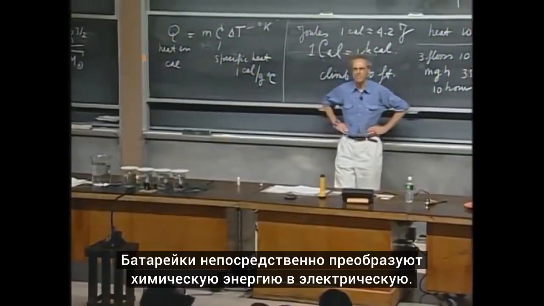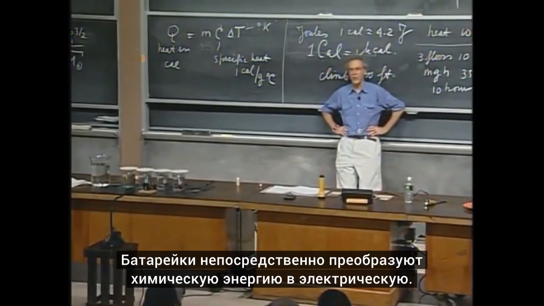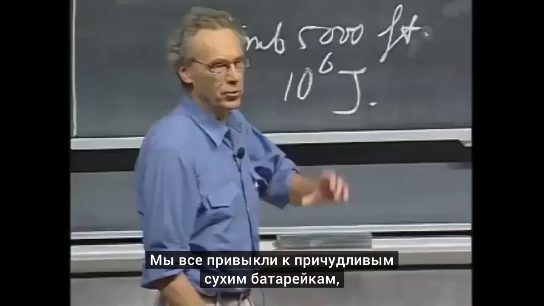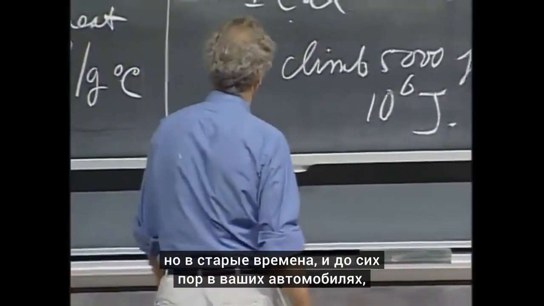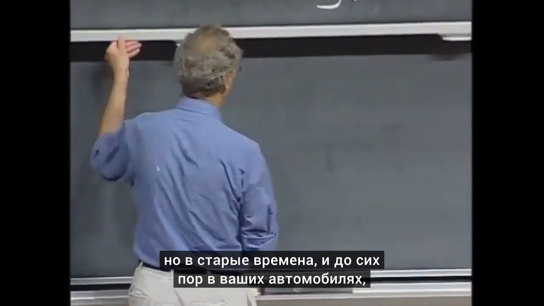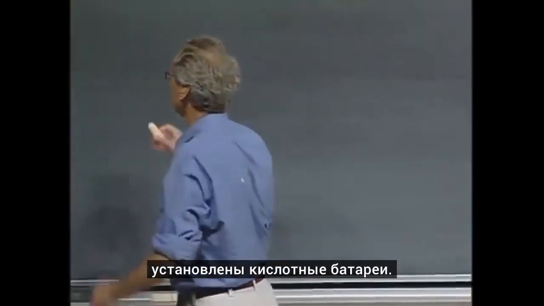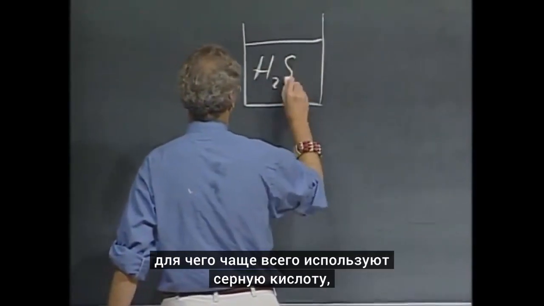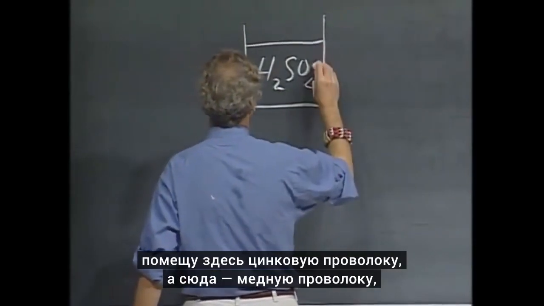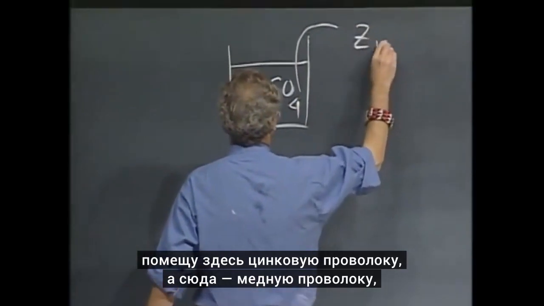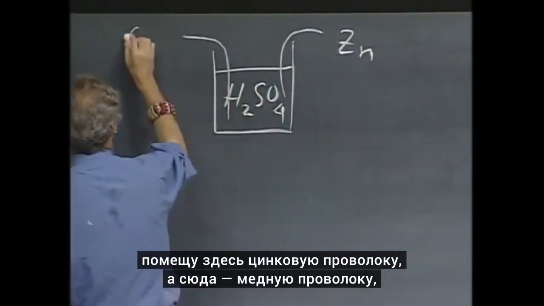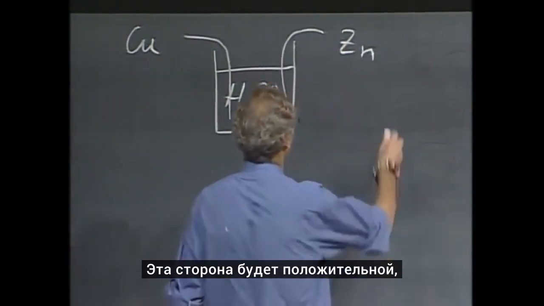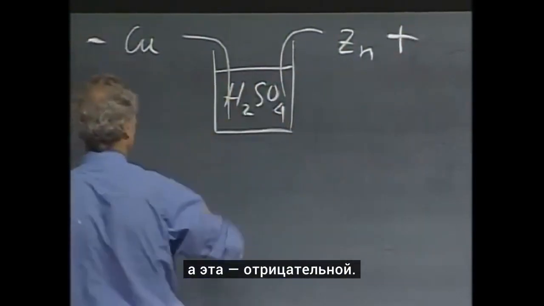There are batteries. Batteries convert chemical energy to electricity directly. We're all used to these fancy dry cells, but in the old days, and still nowadays in your car, there are acid batteries. If I have here a beaker with acid, for which most commonly sulfuric acid is used, and I put here in a zinc wire and here in a copper wire, then this is a battery. I believe this side of the battery is positive and this is negative.